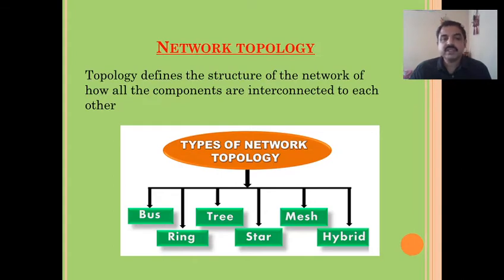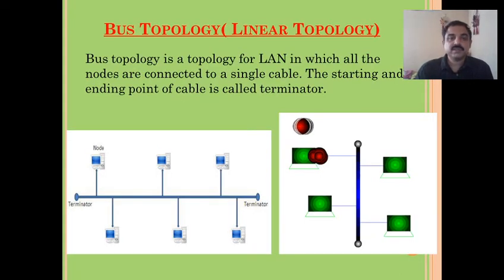There are various kinds of topology: bus topology, ring topology, tree topology, star topology, mesh topology, hybrid topology. But as per our syllabus, we use only four kinds of networks, that is bus, star, tree, and mesh topology. We'll see what these topologies are. The first one is bus topology.